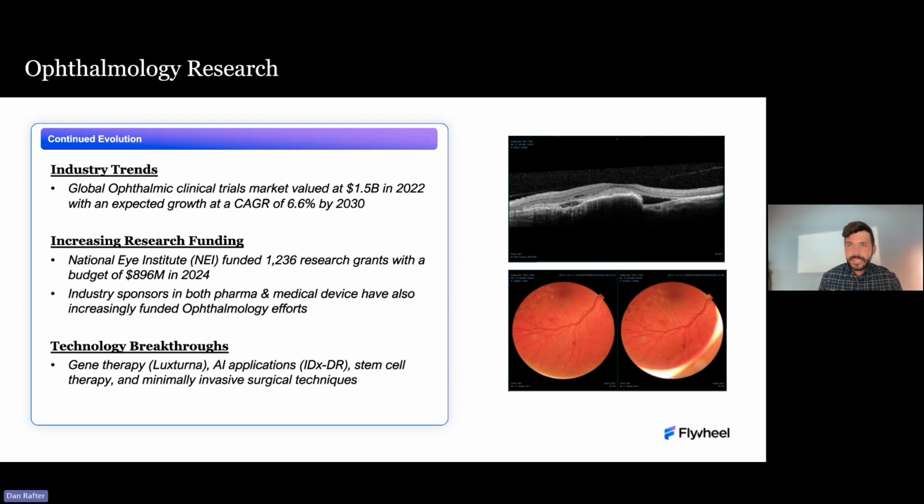So the NIH, via the National Eye Institute, funded about 1,200 grants in 2024 with a budget of $896 million. And globally, across both med device and pharma, we're seeing increased spend inside ophthalmology, which is incredible. There have also been a number of key breakthroughs that are helping to propel this change around AI applications, gene therapy, stem cell therapy, as well as minimally invasive surgical techniques.